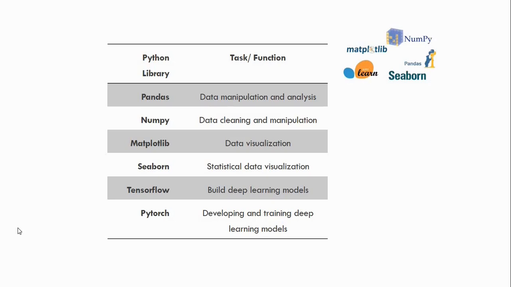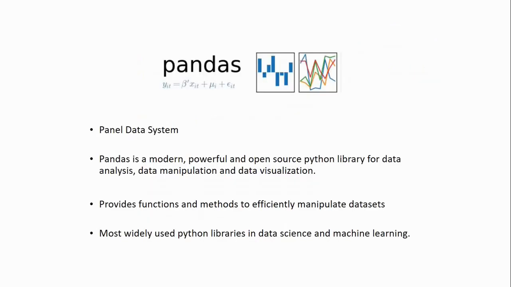Now let's deal with different types of Python libraries based on task or function, and they are Pandas, NumPy, Matplotlib, Seaborn, TensorFlow and PyTorch, and we will deal with Pandas in detail in this session. Pandas is basically used for data manipulation and analysis, and NumPy is used for data cleaning and manipulation. After all, we need to present our data in a meaningful way, and Matplotlib is used for that. So in brief, with all these libraries, we can present our data in a meaningful way after doing the analytical part.